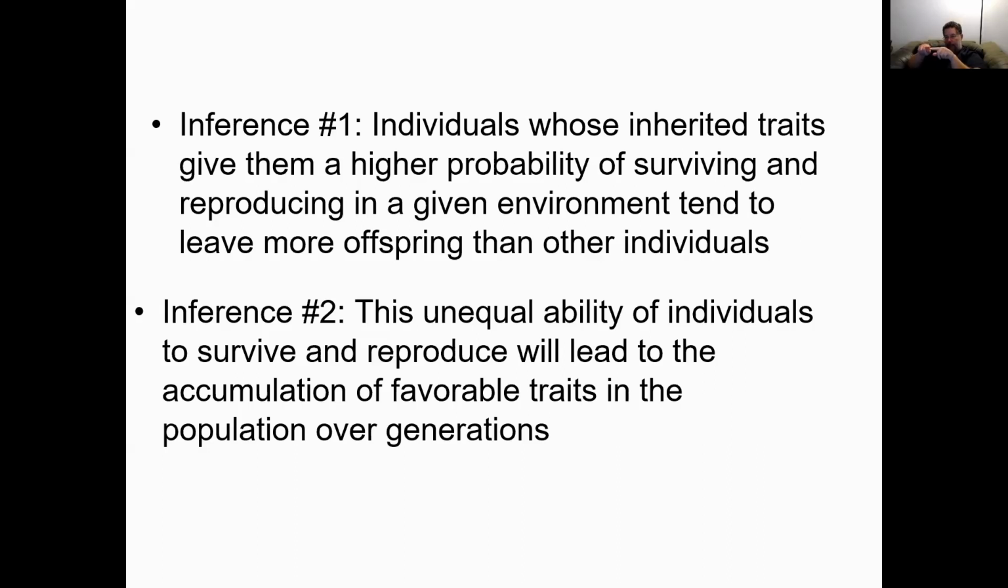Individuals' traits that had a little bit more green in them survive, and then it becomes more adaptive. So it's unequal ability of individuals to survive and reproduce. If everything is equal, then there's no evolution. There's no selection. And that sometimes happens as well.